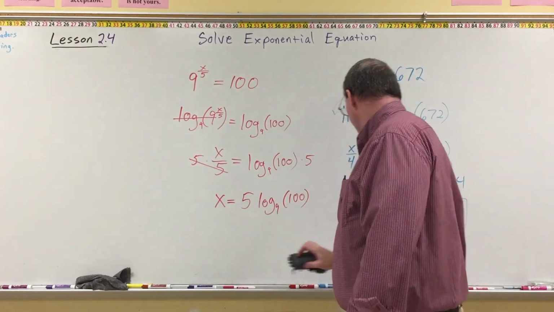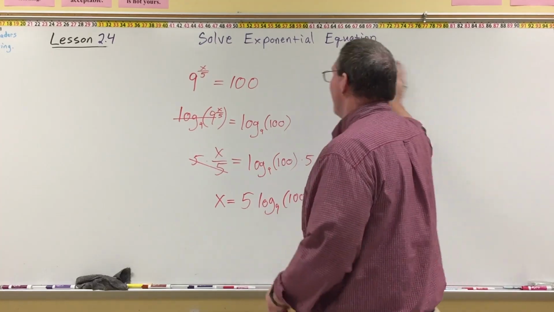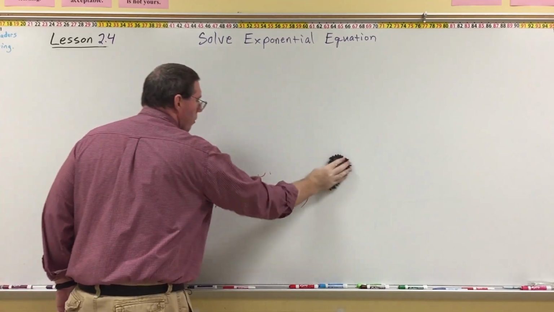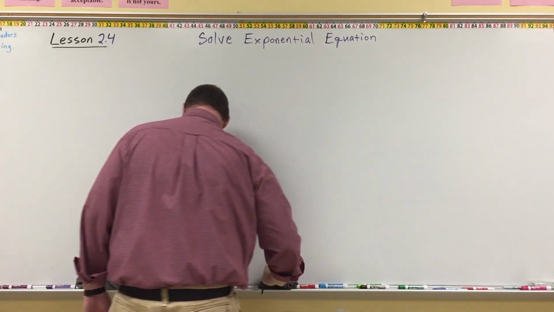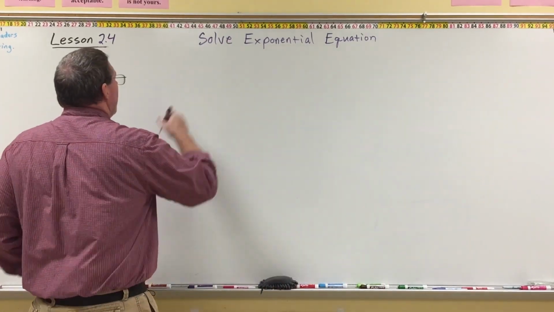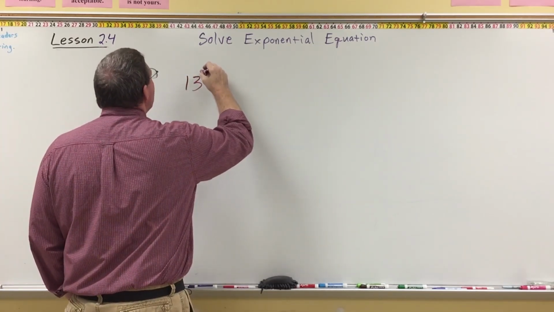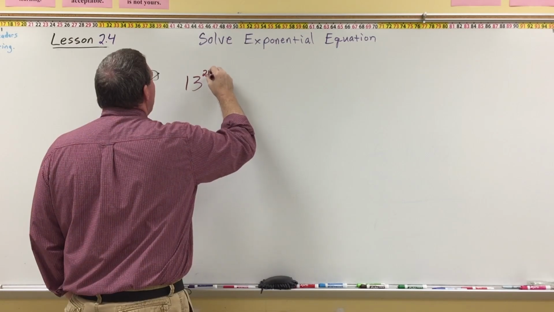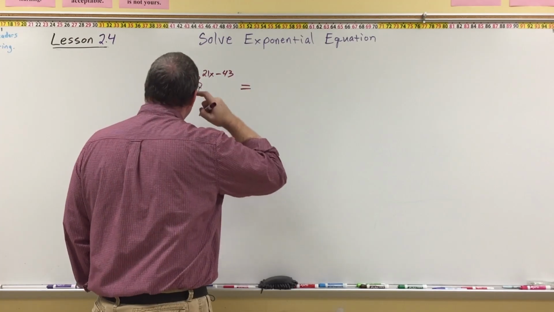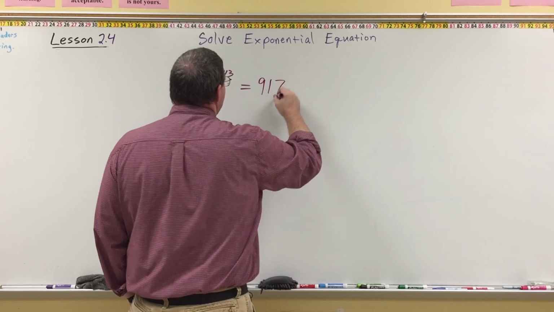All right, so now let's make things a little more complicated. When I say complicated, it's not really more complicated. It's just an extra step, and it's a step you've done before in a different algebra problem on a different day, so it's really not that big of a deal. So let's say that we have 13 to the power of 21x minus 43 is equal to 917.